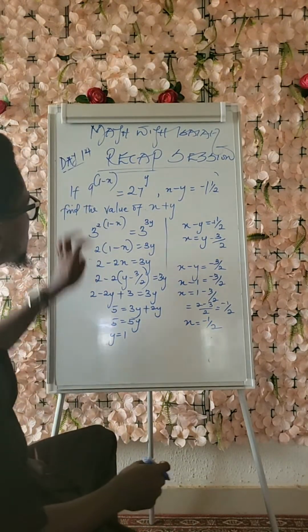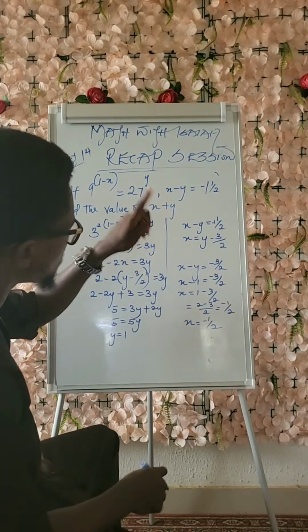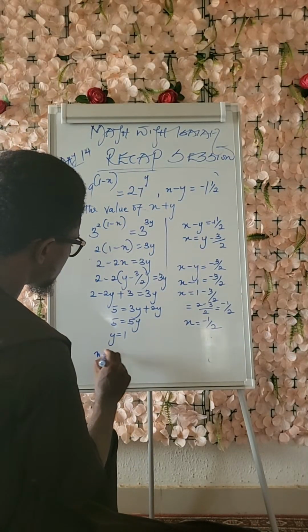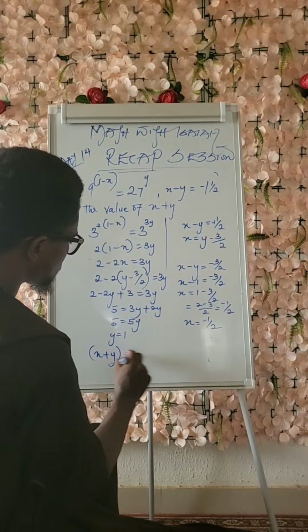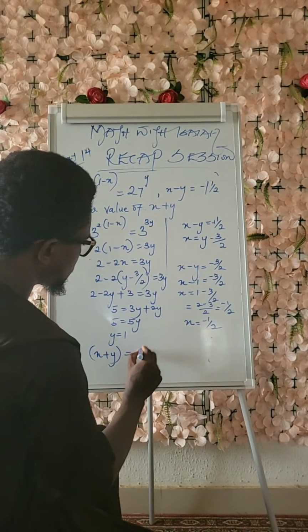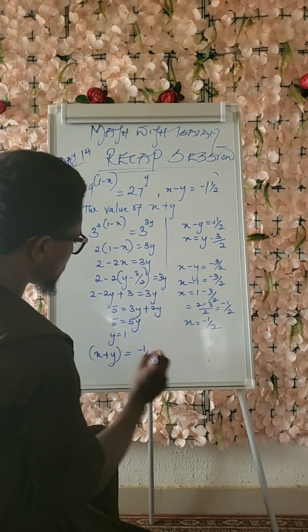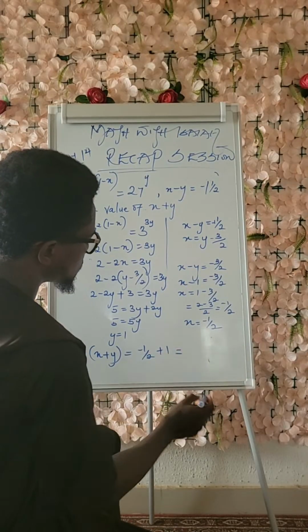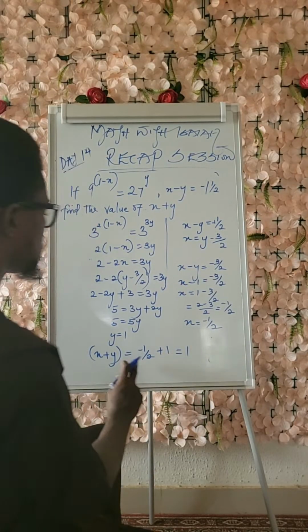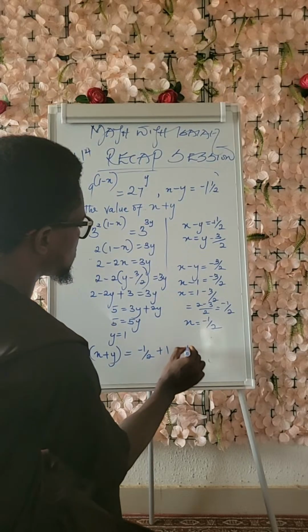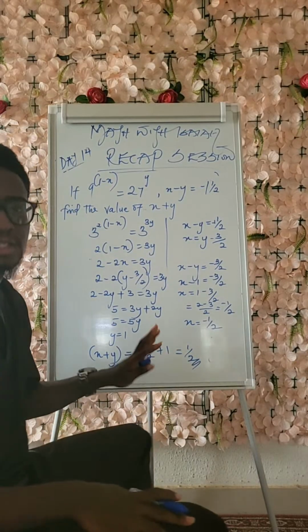Now the question is, find the value of x plus y, which is what? So x plus y equals, what is x? Minus half. What's y? Plus 1. So the answer is what? 1. That's half. Now this is the answer.